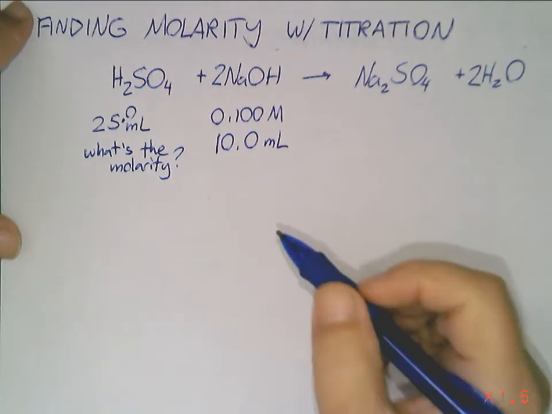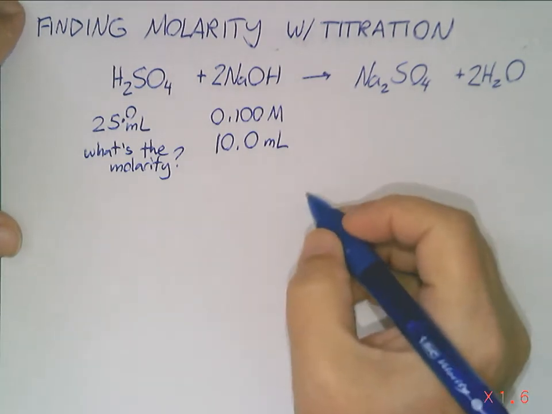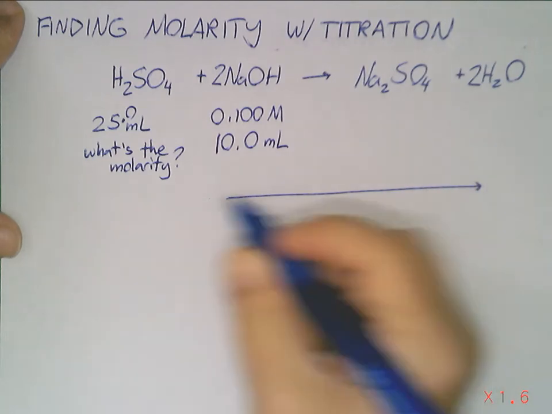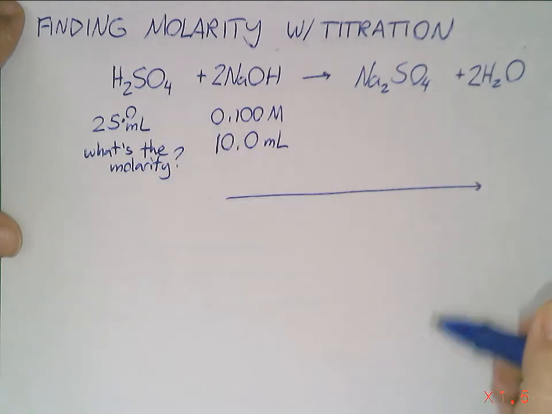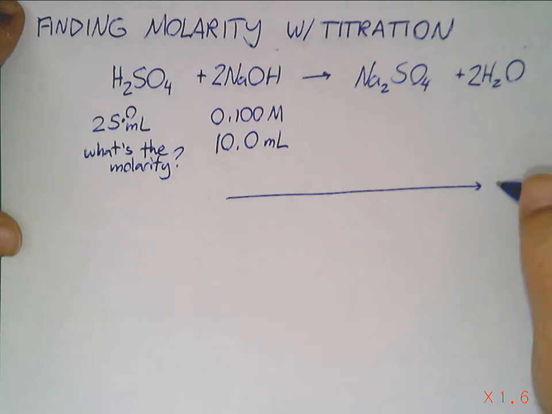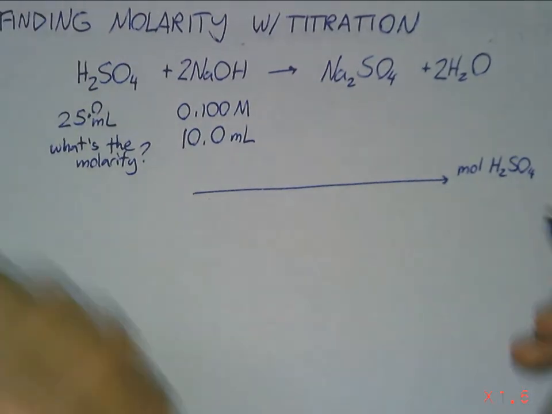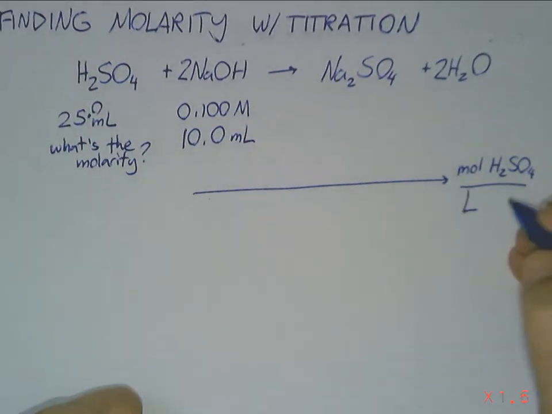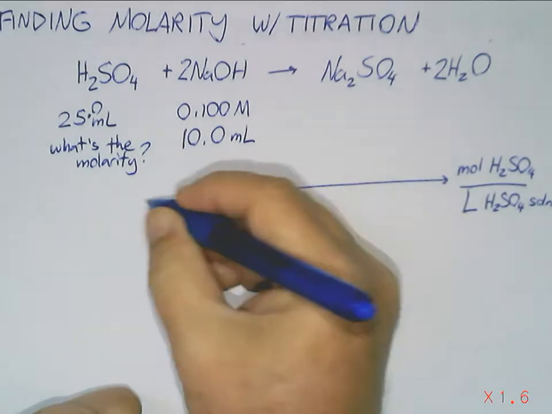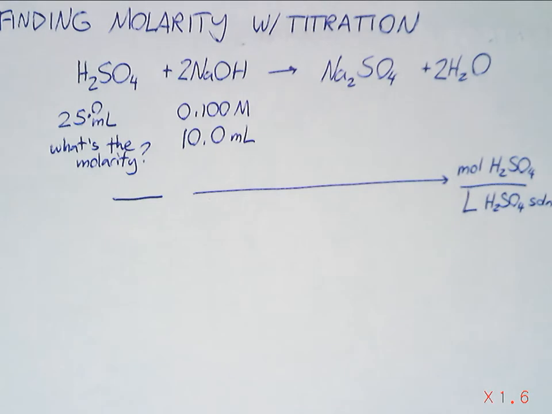All right, well, let's think about what we want. It's a unit conversion problem. I want the molarity of the sulfuric acid, but I'm not going to write capital M H2SO4 as my target. I'm going to write what a molarity is. I want how many moles of sulfuric acid I have per liter of sulfuric acid solution. That's a fraction. So I need to start with something that's a fraction.